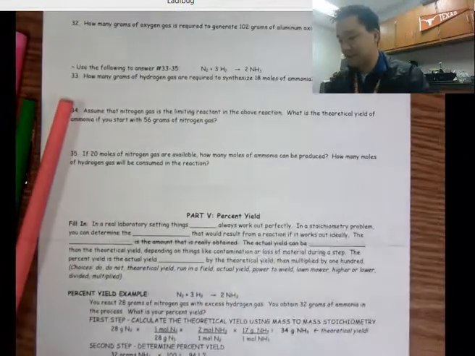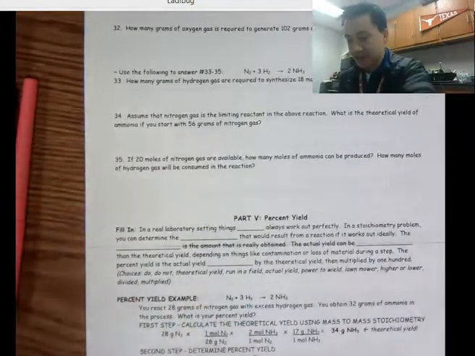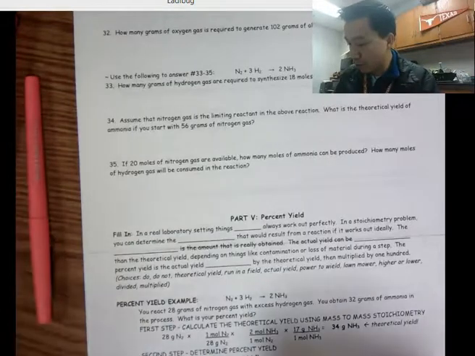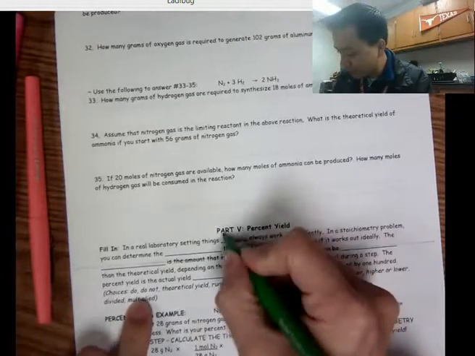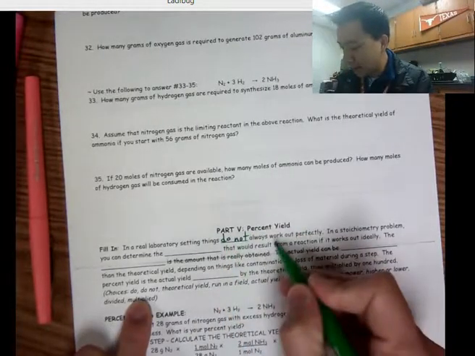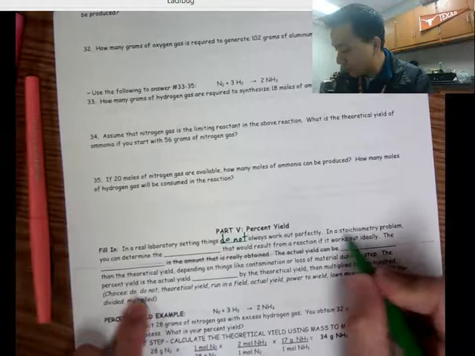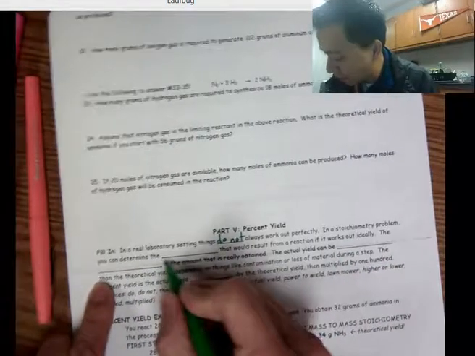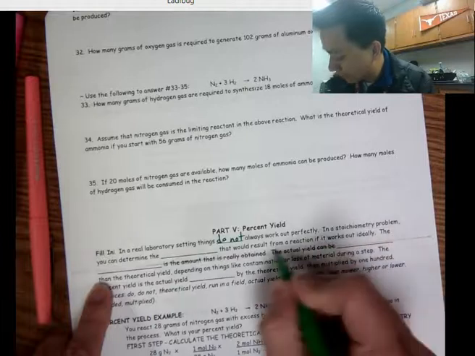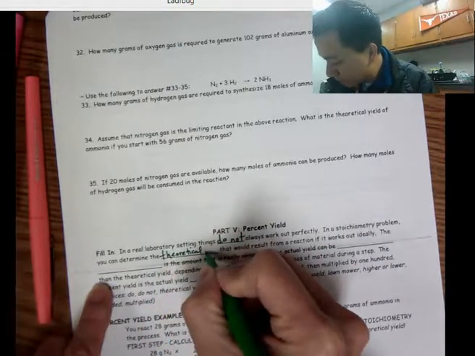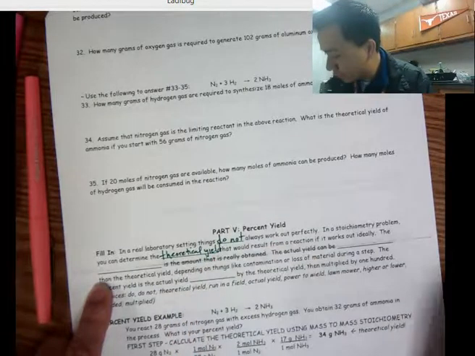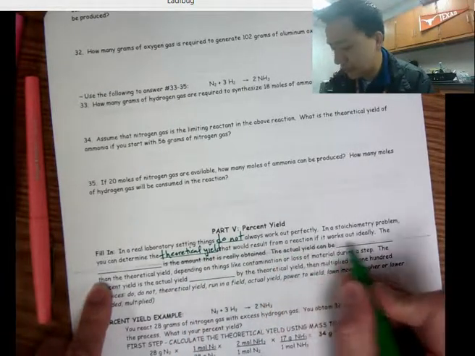Okay? Let's go through this packet, things that matter to us, that you'll turn in after we finish this. So here, in a real laboratory setting, things do not always work out perfectly. In a stoichiometry problem, you can determine the theoretical yield that would result from a reaction if it works out ideally.